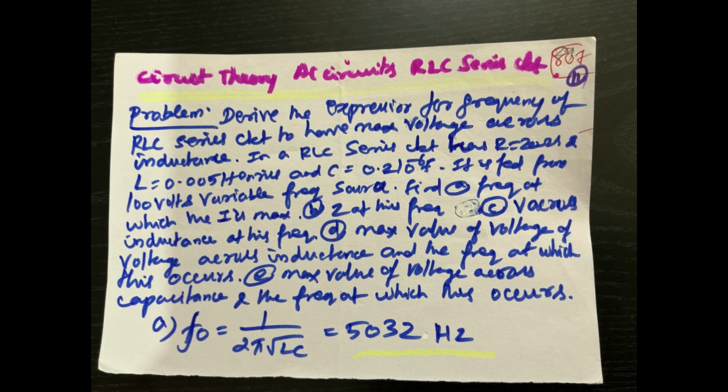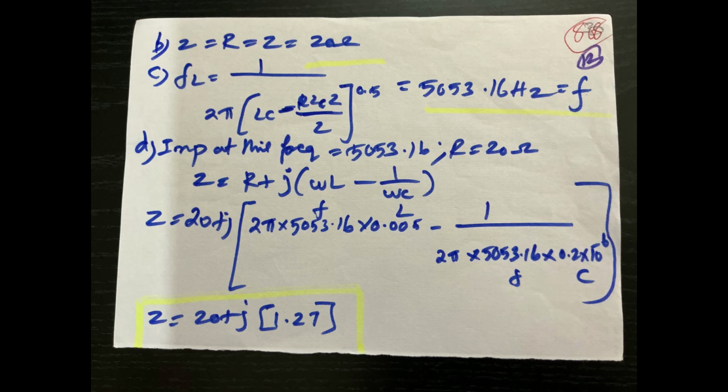We already know the formula. Part A: the question is the frequency at which the current is maximum. That frequency f naught is 1 divided by 2 pi root of LC. Putting in the values, we find f naught is 532 Hz. That is the answer for part A. Part B: Z is equal to R. The question asks for impedance at this frequency, which is 20 ohm. That is the answer.